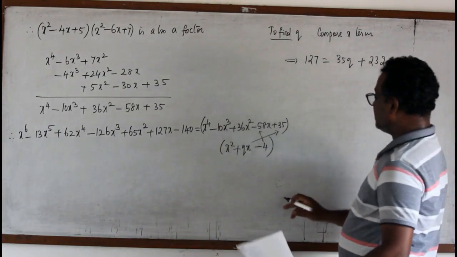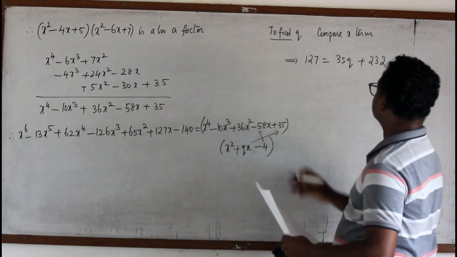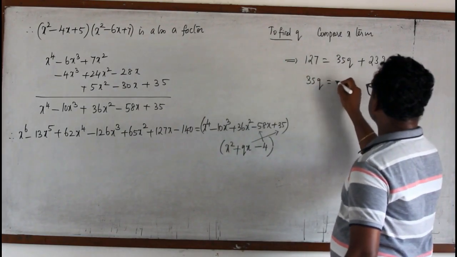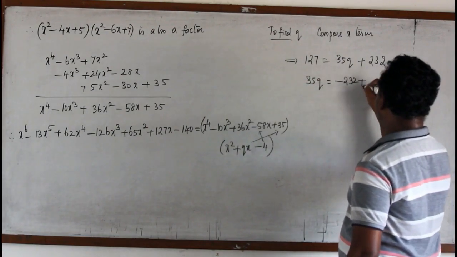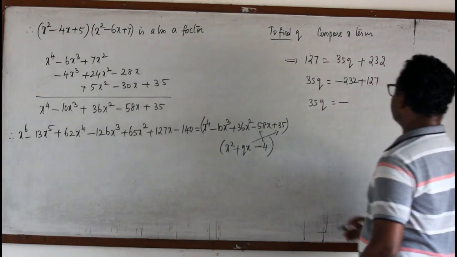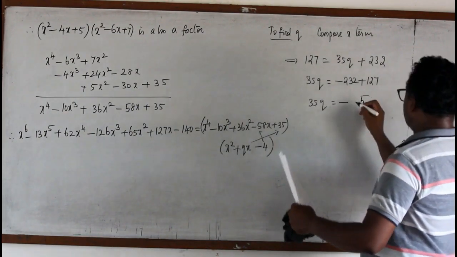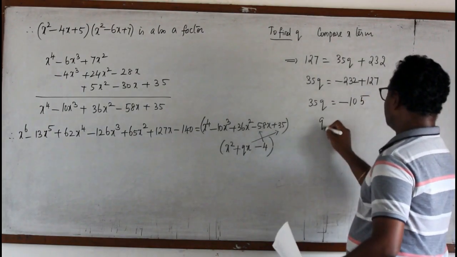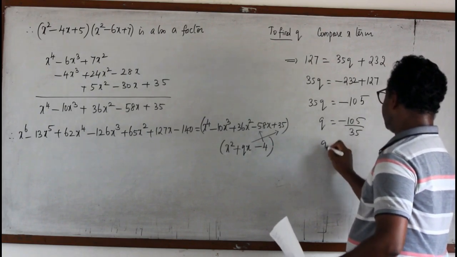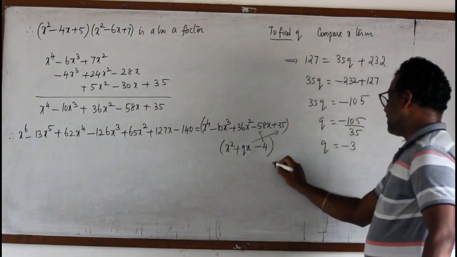But this one is odd. Therefore, from this 35q is minus 232 plus 127. 35q is minus, when I subtract, this becomes 105. Therefore, q is minus 105 by 35. It is minus 3.